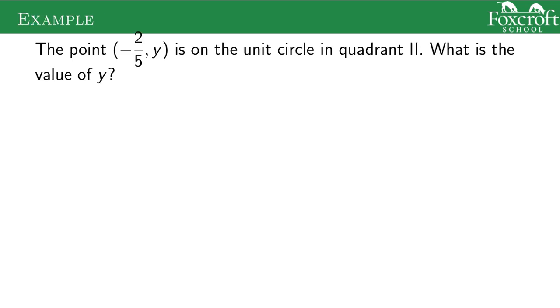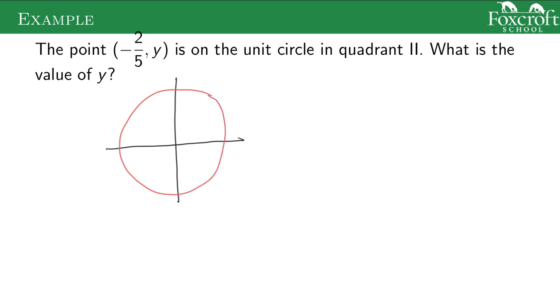We know this point, -2/5, but we don't know the y value, but we know it's on the unit circle, and we know it's in quadrant 2. What does the y value have to be? All right, so let's just draw a quick picture. I have my xy plane, I have my unit circle, and I'm in quadrant 2, so I'm somewhere in the top left. Let's just say it's like here. So this is the point, -2/5, comma, y. And we want to figure out what is the y value.